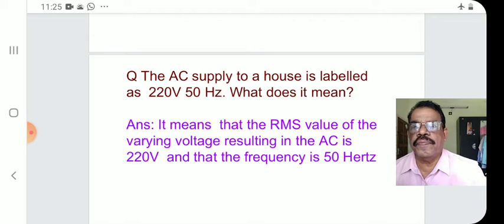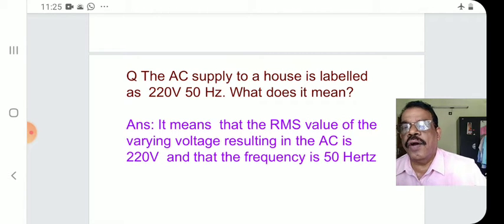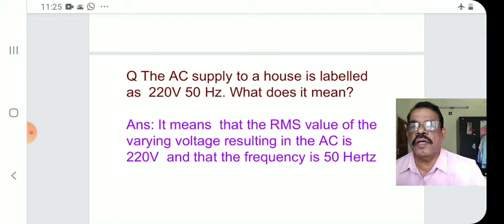You see, it means that the RMS value of the varying voltage resulting in the AC is 220 volt.